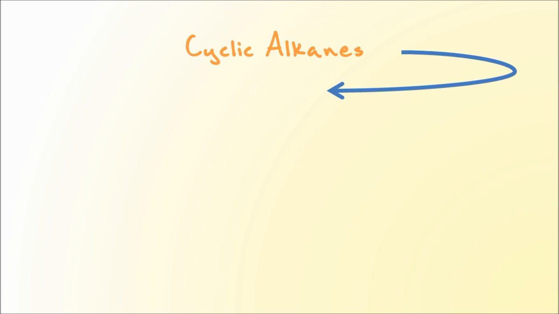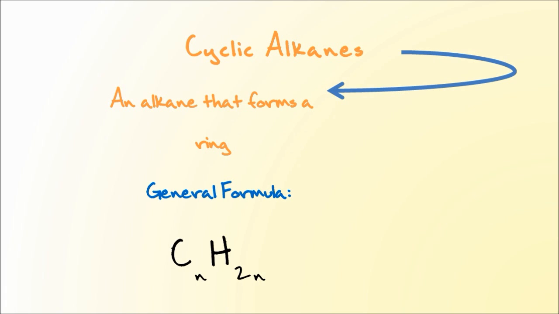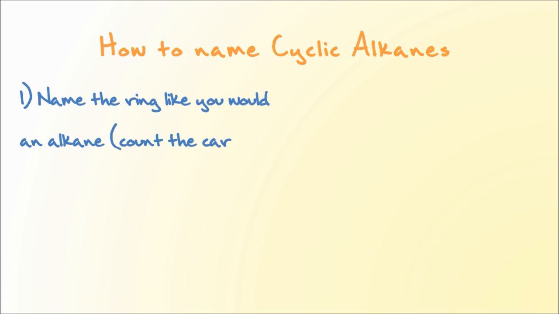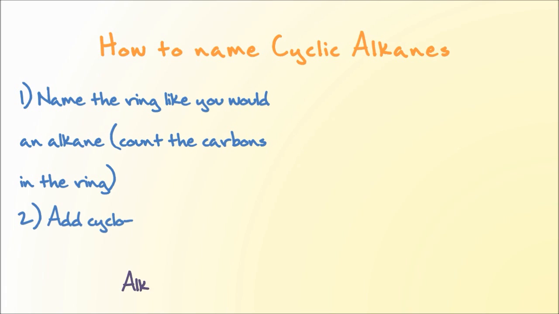Cyclic alkanes. Basically, that's an alkane that forms a ring. The general formula looks like that. And how to name cyclic alkanes. You name the ring like you would an alkane. You count the carbons in the ring, all that good stuff. And then you're going to add "cyclo". This starts at cyclopropane because you can't really have it at something like ethane, because you can't make a ring out of 2 points.